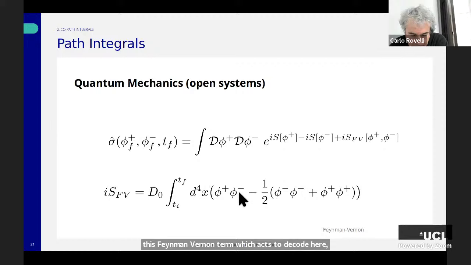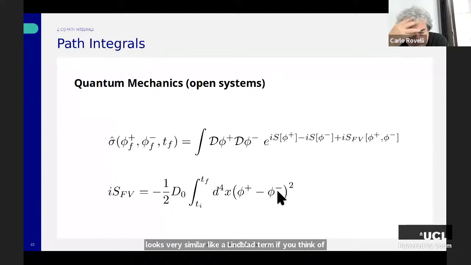You can see that this Feynman-Vernon term looks very similar to a Lindblad term, if you think of the Lindblad equations. And you can write it like this, for example. What it does is suppress paths for which the Bra field and the Ket field are different. The suppression is like decoherence because it's an off-diagonal element. When the value of the Bra field is different to the value of the Ket field, that is like an off-diagonal element, and that will be suppressed by this Feynman-Vernon term.